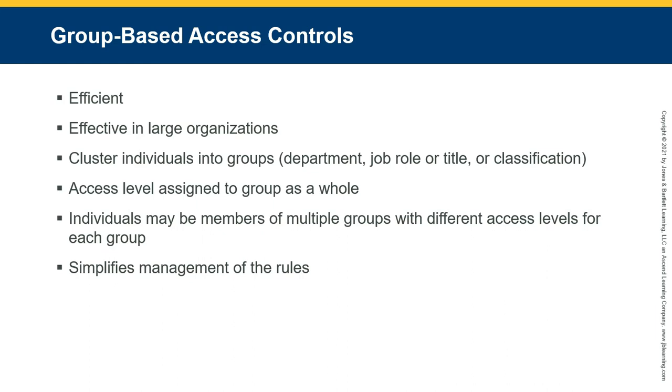And access level can be assigned to the group as a whole. So everyone in each group gets those rights, except the managers might be in a separate group so they can see other things. We can also set it up so individual members of the group have some different levels of access, but that requires a little bit more work. And again, we would only do this if it's a requirement. This helps us simplify management of the rules, so we know everyone in the same department has the same access.